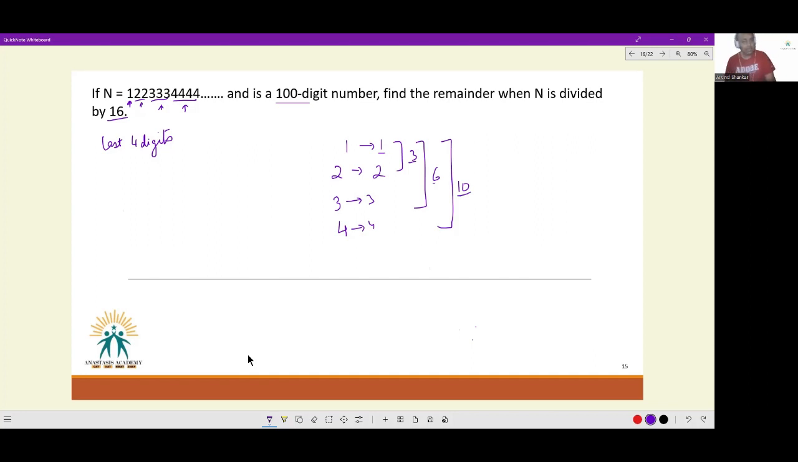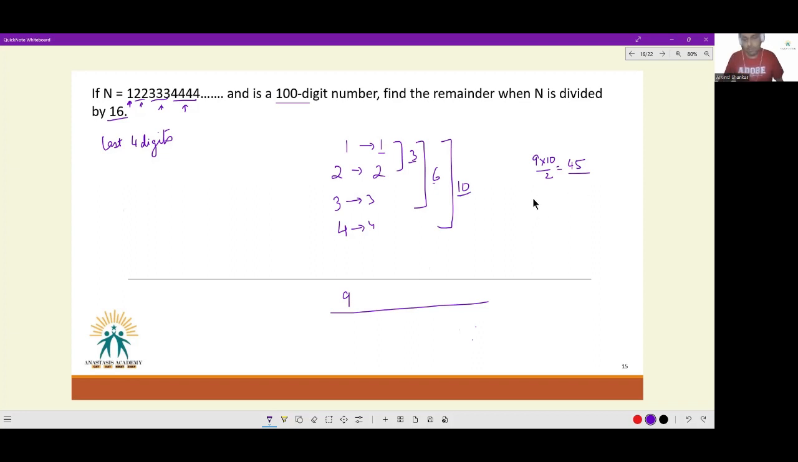Up until 9, these are single digit numbers. But 10 is a two digit number, 11 is a two digit number, 12 is a two digit number. So I can't be doing n(n+1)/2. I would have to check till 9, and then how many digits would be used up until now? 9 times 10 by 2, so 45 digits have been used up.